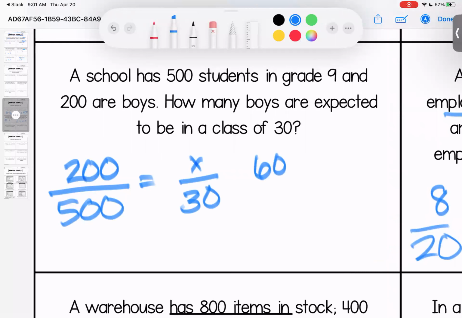3 times 2 is 6 with 3 zeros, is equal to 500x. When I do 6,000 divided by 500, I get a value of X is equal to 12.